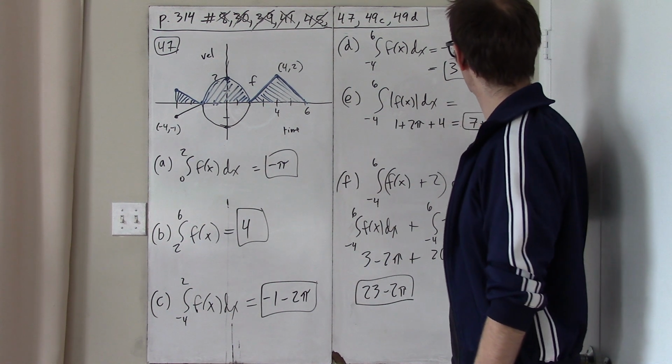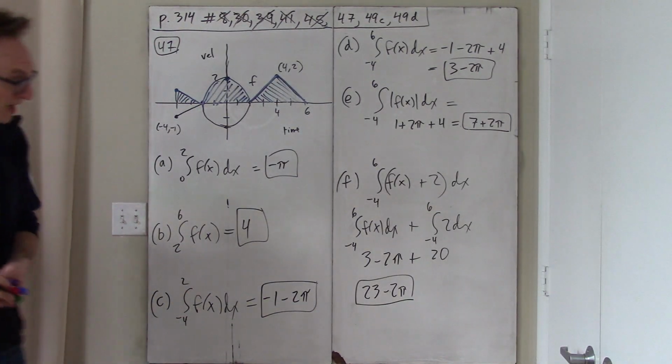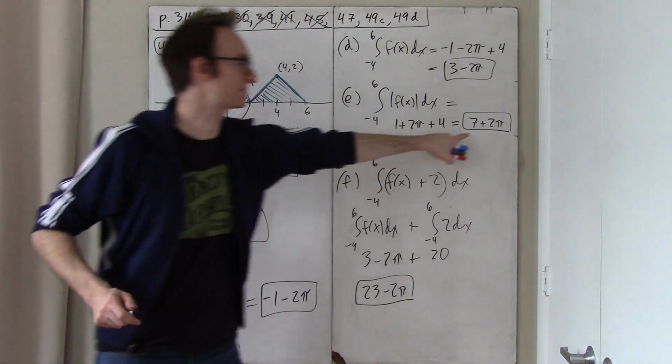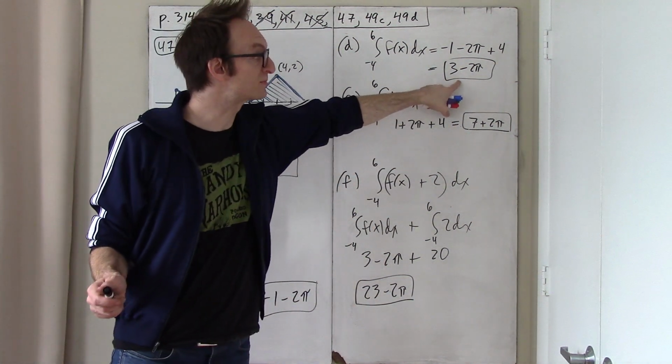And so these are two very sort of different questions. What is the distance traveled on the time interval -4 to 6? It's this big positive number. Versus what is the displacement or the change in position.